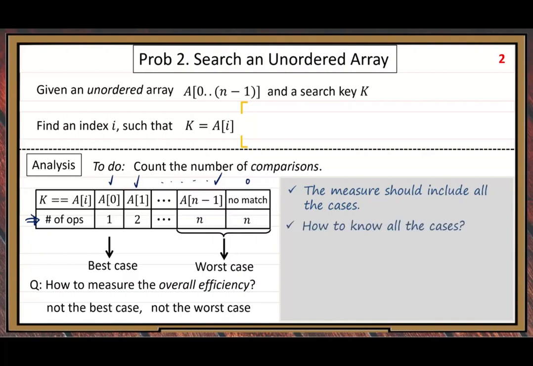How to know all the cases? Here we list all the possible cases. Later, in other questions, you need to answer this question and list all the possible cases. Next, how to combine all the cases? Now we are at a point where we need to combine all the cases in a fair way, right? So what's the fair way?